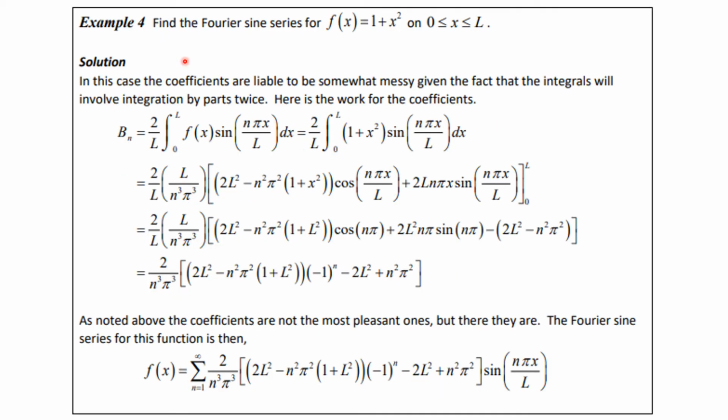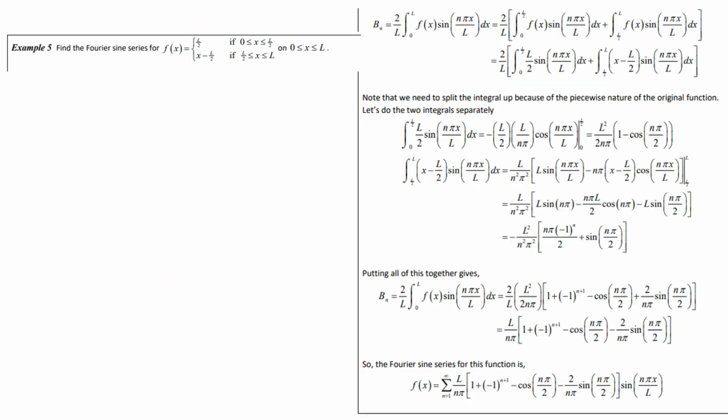Here's another example. Find the Fourier sine series for f of x equal 1 plus x squared on this interval. Now here you have to integrate twice, but you use the same formula, and you end up with a messier coefficient. But again, it can be done, and we found the Fourier sine series for that f of x.